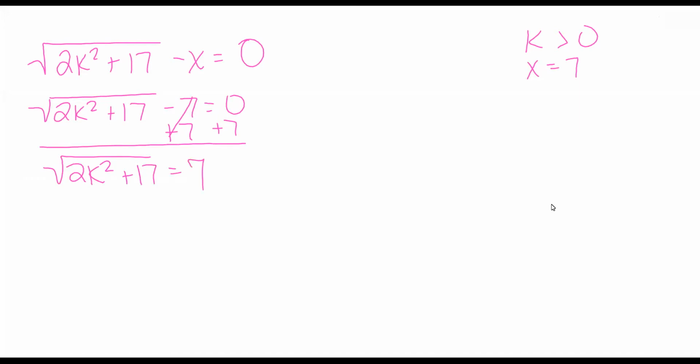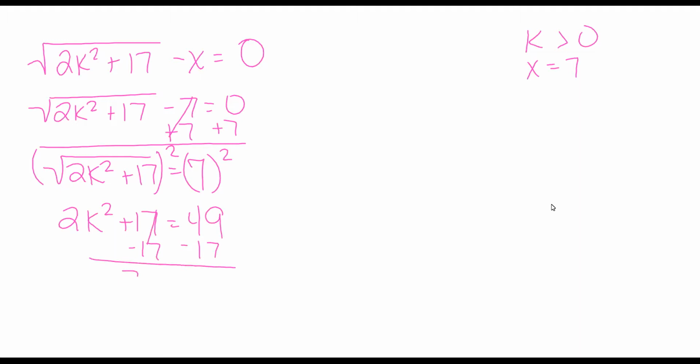What's the next thing to get rid of? The square root. How? By squaring both sides. When I square a square root, all that's left is what's inside. Then I'm going to subtract 17 from both sides, so 2k squared equals 32. Divide by 2. So right now I have k squared equals 16.